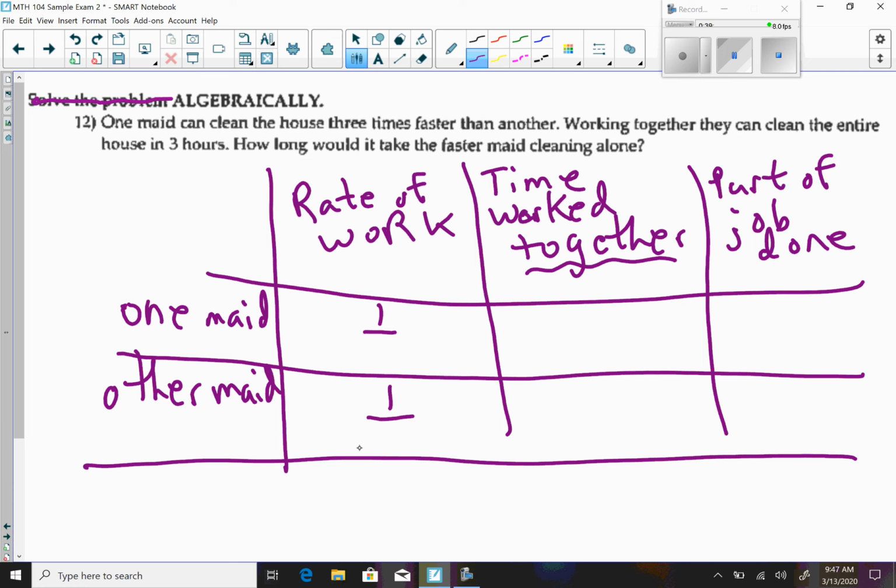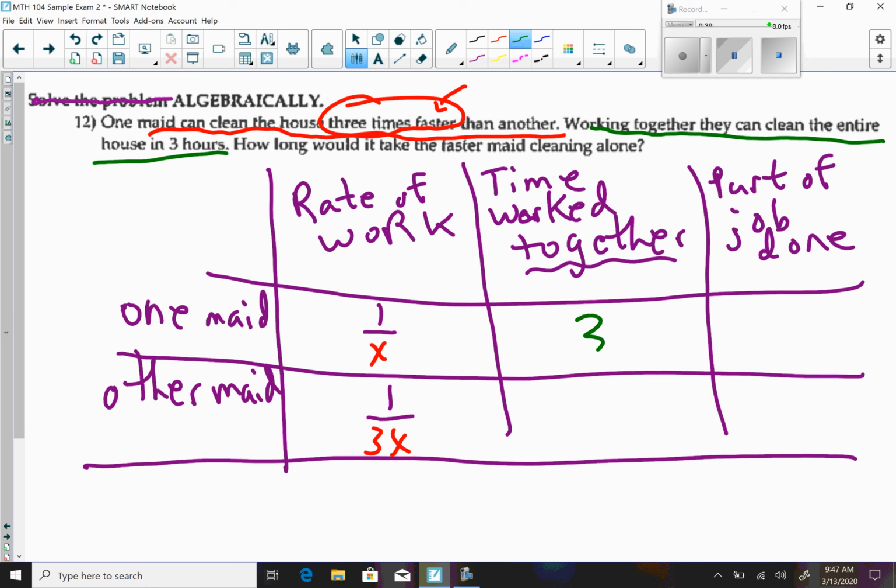So rate of work is always 1 over. And I can see that one maid can clean the house 3 times faster than the other. So one maid's rate of work is 1 over, I don't know how long, but I know the other one is going to be 3 times as long. I'm not sure which is which, but I know one is X and one is 3X for their rate of work. Fast is a word about rate. Working together, they can clean the entire house in 3 hours.